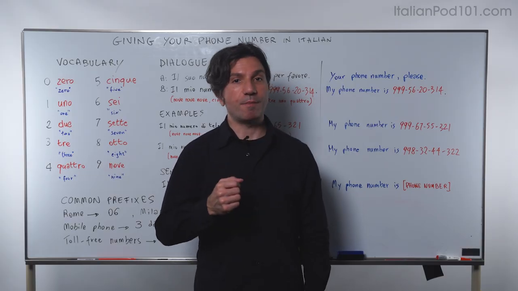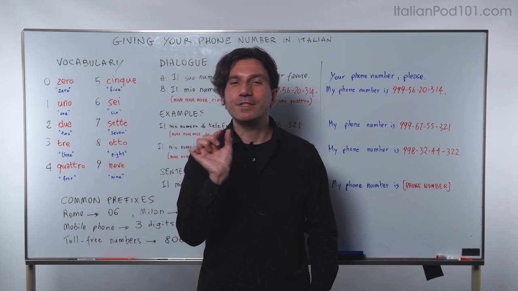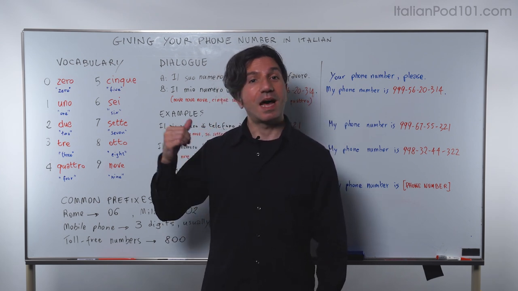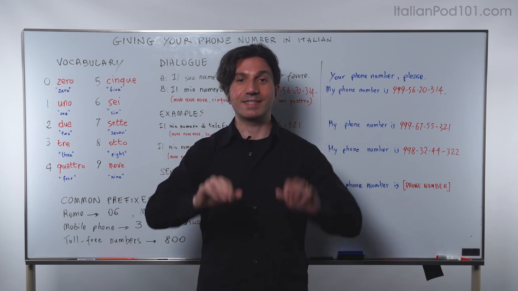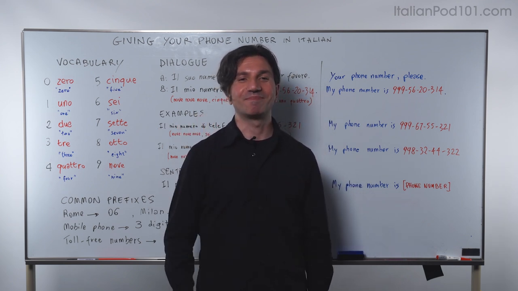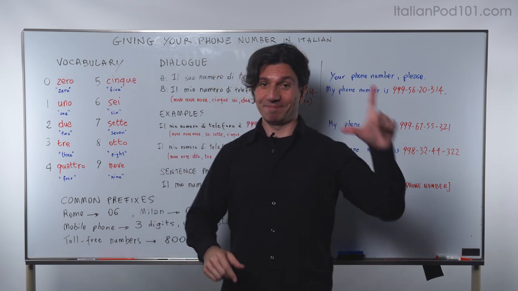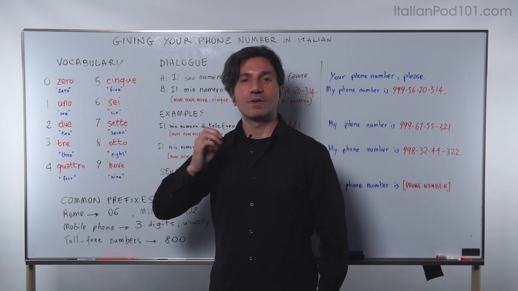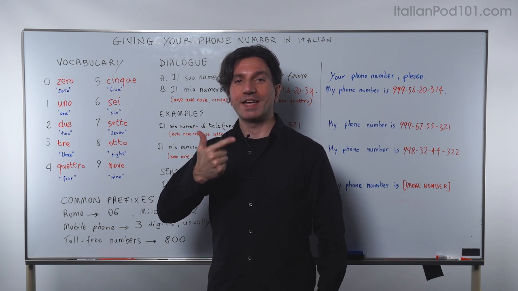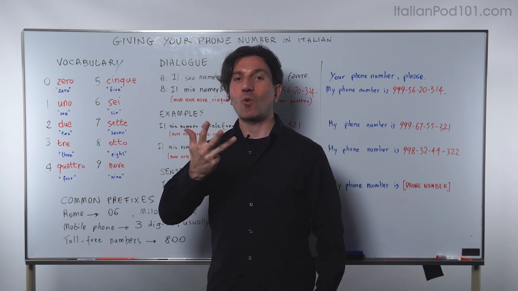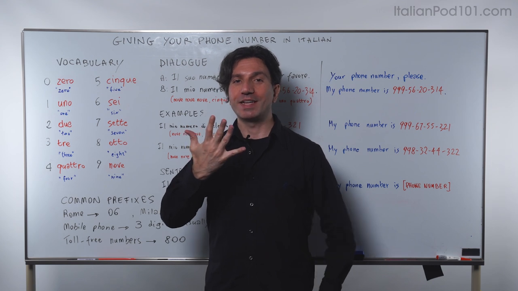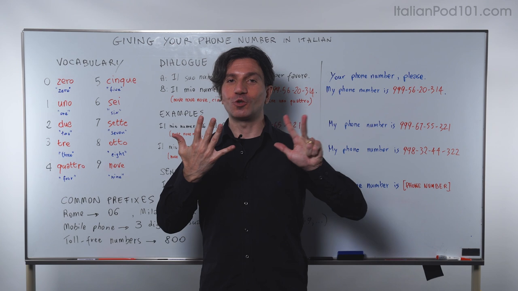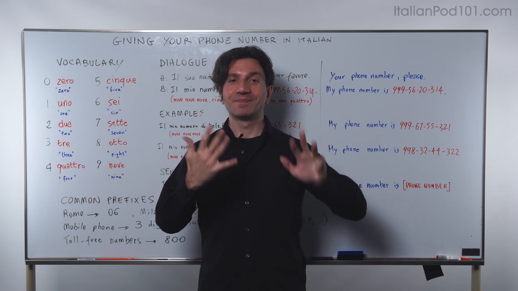When giving phone numbers in Italian, we say each digit separately. So first, let's take a look at how we say the 10 single-digit numbers in Italian, from the smallest to the biggest. 0, 1, 2, 3, 4, 5, 6, 7, 8, 9.